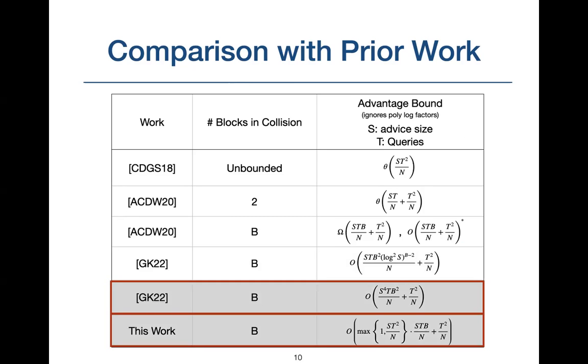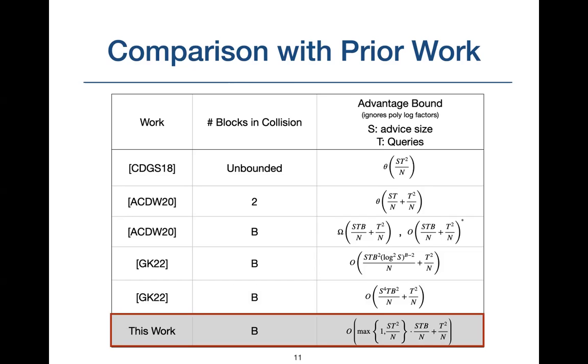Comparing their bound to our bound of STB over N times max of 1 and ST squared over N, it is clear that their bound is looser than ours. In fact, the GK bound can be worse than the ST squared over N bound of the CDGS paper when S cubed B squared is greater than T. In comparison, our bound would always be better than the ST squared over N bound of the CDGS paper.